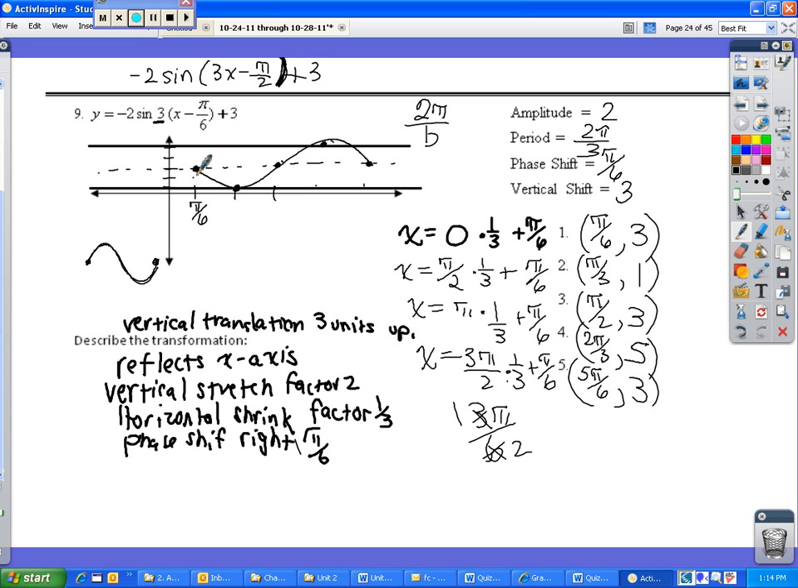Therefore, pi over 6, and again, you can see that this sine function starts at the middle of the road, which is 3. So pi over 6, 3. Then you're going to go down to pi over 3, pi over 2, 2 pi over 3, and 5 pi over 6. So go down and back up.